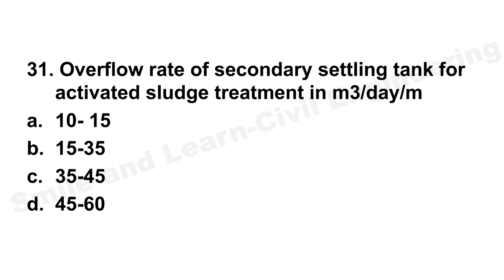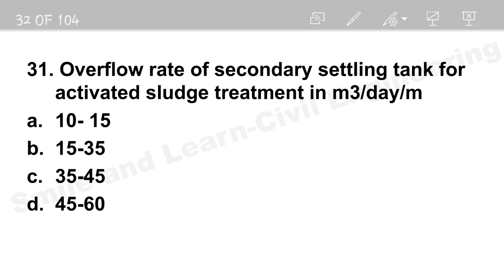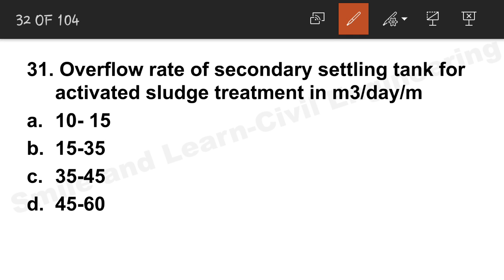Question number 31. Overflow rate of secondary settling tank for activated sludge treatment in meter cube per day per meter square is 15 to 35. Okay. Option B is the correct answer. It is for SST, secondary settling tank.